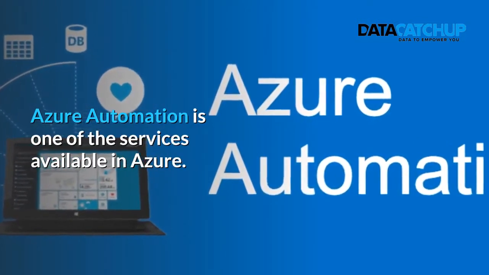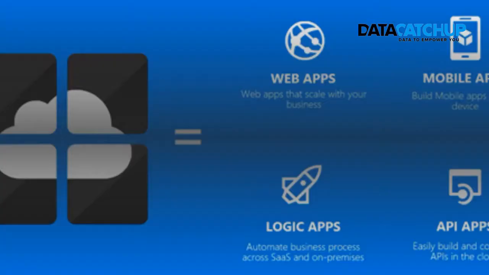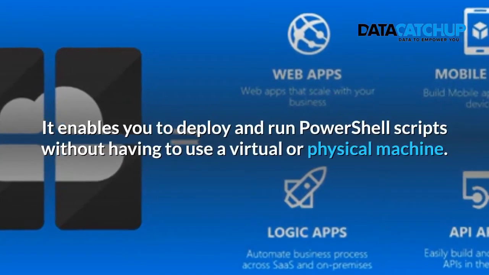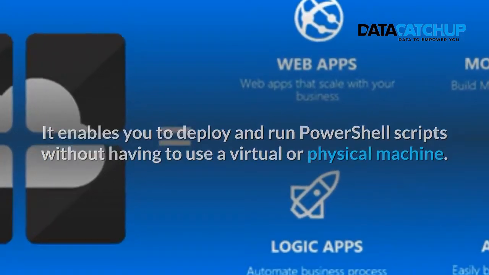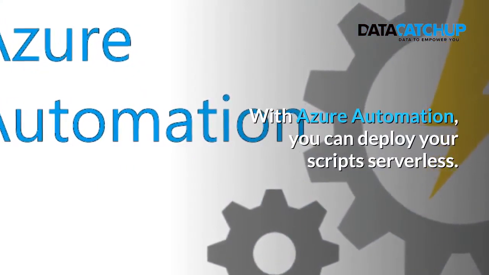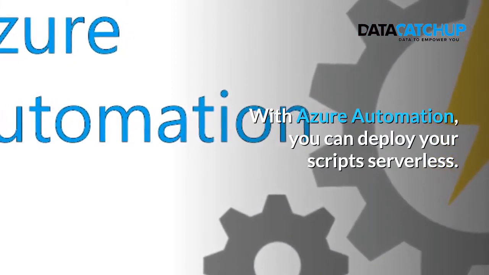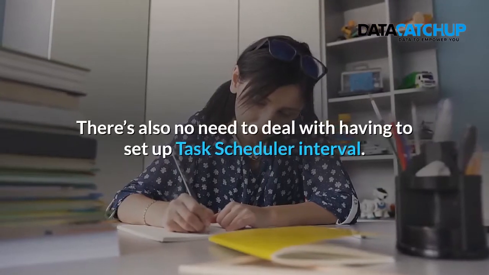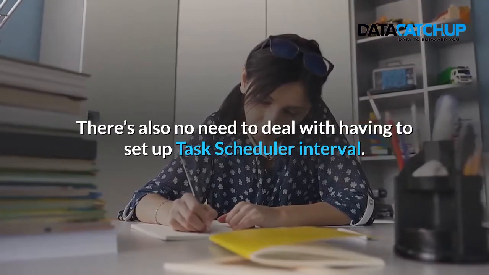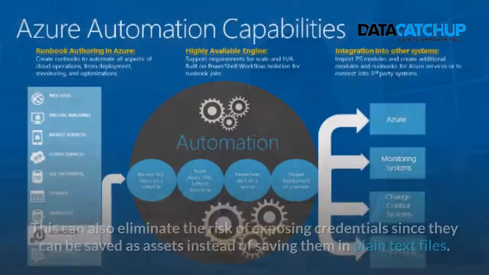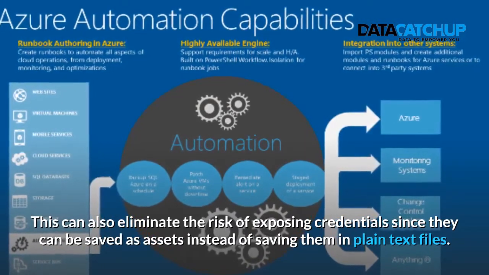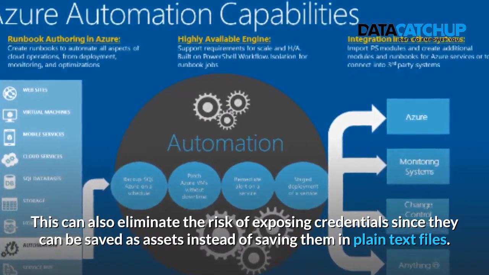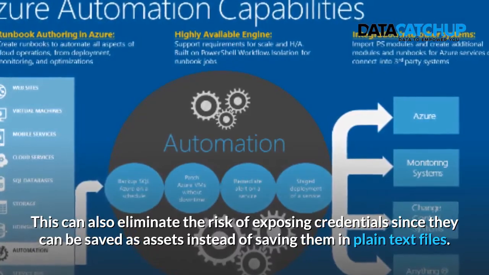Azure Automation is one of the services available in Azure. It enables you to deploy and run PowerShell scripts without having to use a virtual or physical machine. With Azure Automation, you can deploy your scripts serverless. There is also no need to deal with having to set up task scheduler interval. This can also eliminate the risk of exposing credentials, since they can be saved as assets instead of saving them in plain text files.